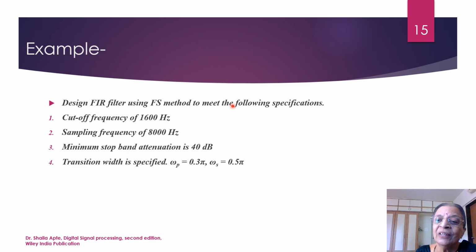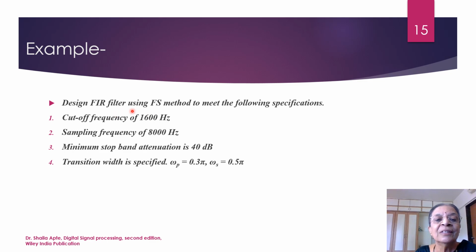For design using other windows, what you have to do is simply use the equation of the window, calculate the window coefficients, multiply the filter coefficients with the window coefficients, and then you design the filter, right? Designing of the filter means design the filter coefficients.